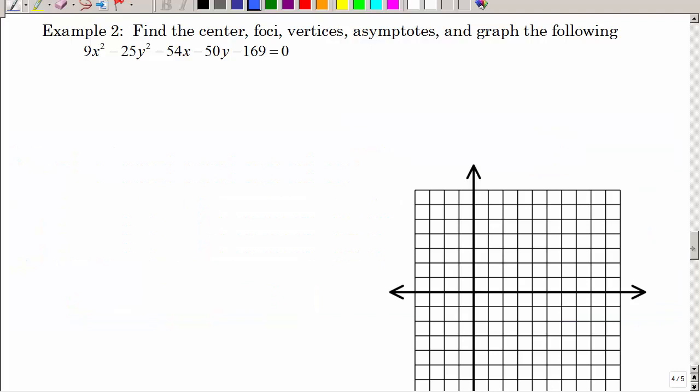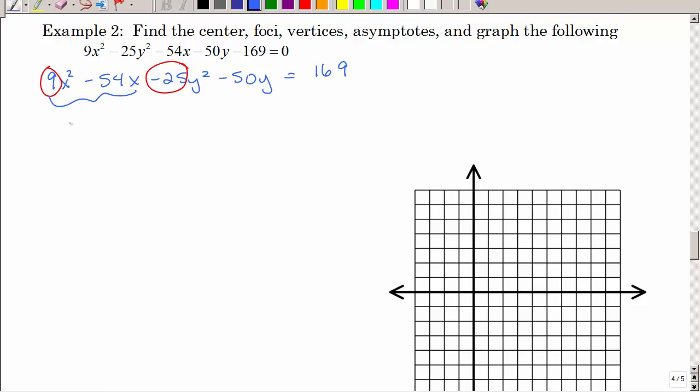Now we're going to look at the second example. Notice it is not in standard form. We're going to have to do that completing the square. Always can use more practice. So let's group our x terms and our y terms and put everything else on the other side of the equal sign. In order to complete the square, remember the coefficients of our squared terms has to be positive 1.